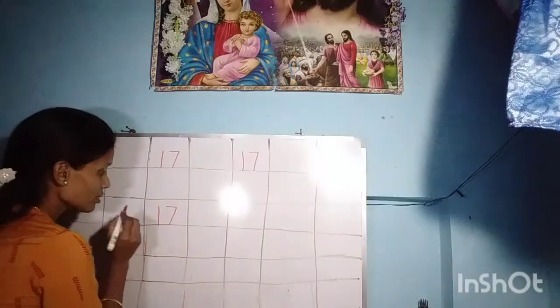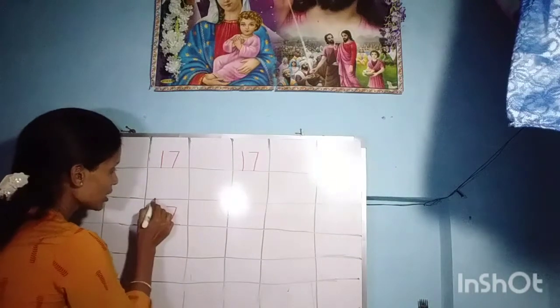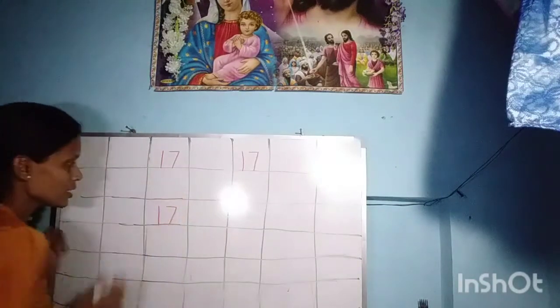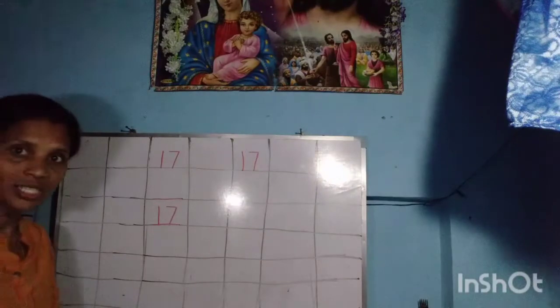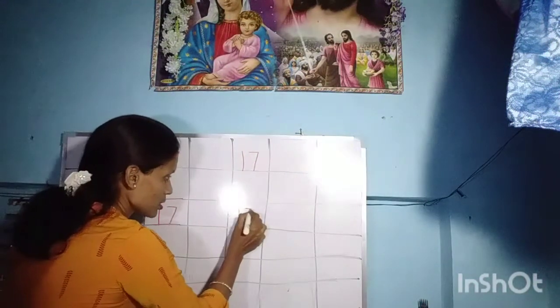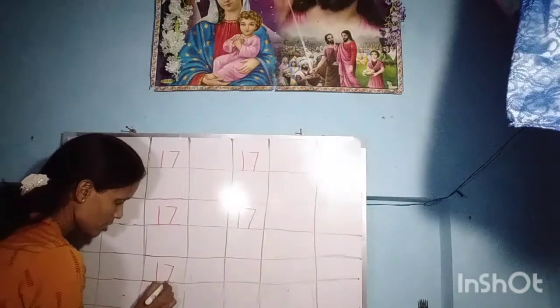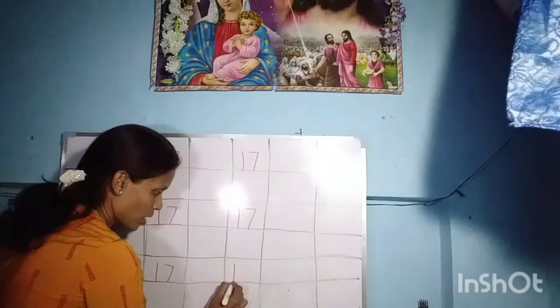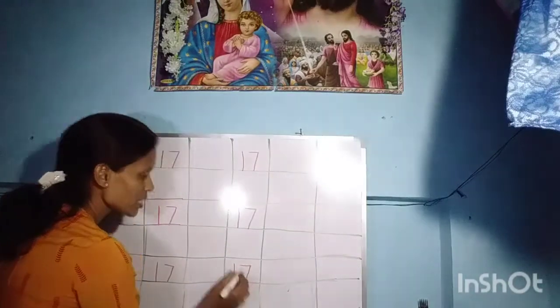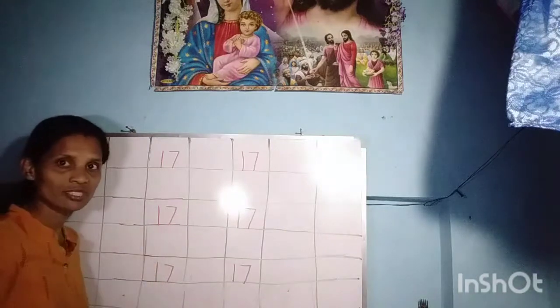The same thing you have to follow here also. Touch the bottom line and write, and do not touch the top line. Okay, same thing you'll have to follow here also. 1, 7, 17. So this is the way we write number 17.